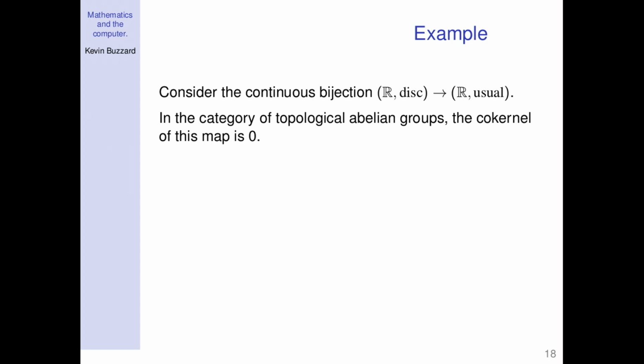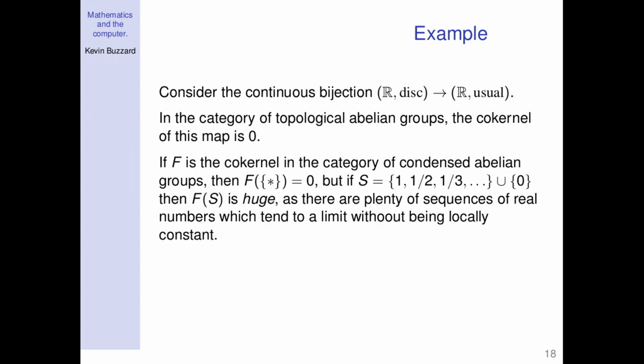In the category of topological abelian groups, you can check that the co-kernel of that map is 0. But if you look at the co-kernel in the category of condensed abelian groups, you see a different story. The co-kernel is going to be some functor, and you can evaluate the functor at lots of places. You can evaluate it at a point, and then you just get the usual co-kernel of this bijection, so it's 0. But if you evaluate the co-kernel at this funny set S, then it is huge, and the reason for that is we've got these two topological spaces up there, but I can think of them as condensed abelian groups.